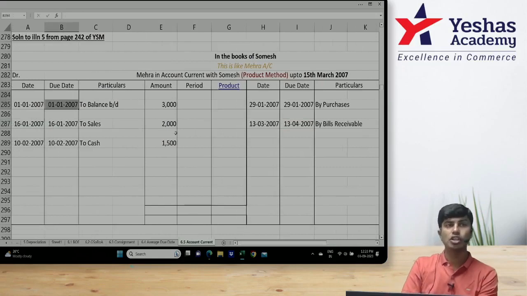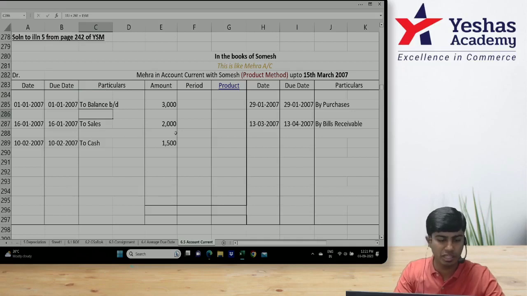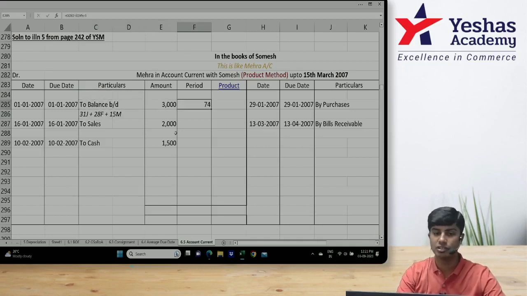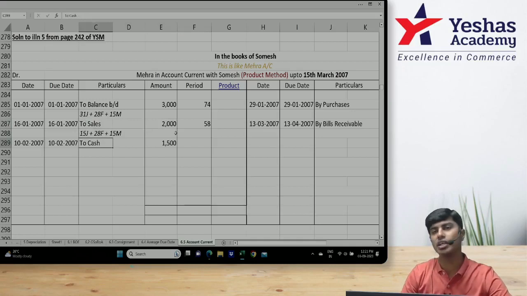January has 31 days. Should we count the first date? Yes, we should count. If you're still asking, then you have been sleeping all this while. 2007 is not a leap year, so take 28 days in February and 15 days in March. That is 74. Then 16th of January: 15 days in January, 28 days in February and 15 days in March. 10th of February: 18 days in February and 15 days in March. That is 33.